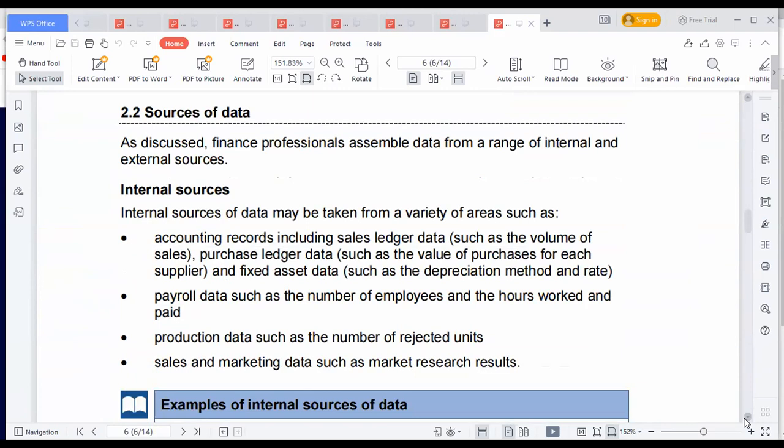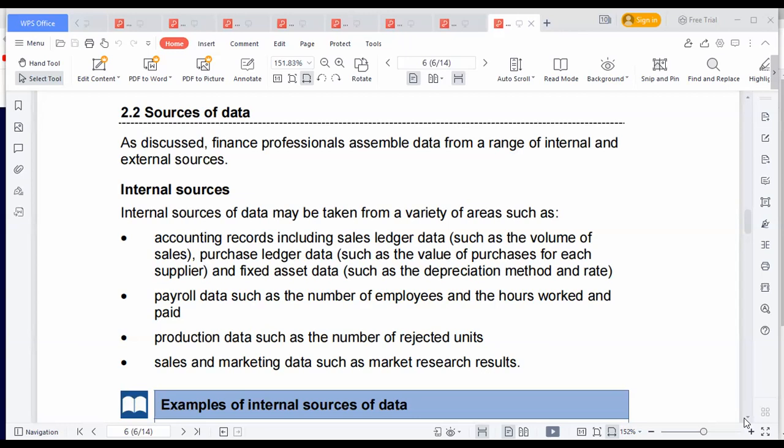Sources of information. Remember we said when we are gathering information, that information is gathered from two different sources. We have agreed that information is gathered from internal sources and also from external sources, right? So let's try to understand what are the internal sources of information and what are the external sources of information. So let's look at internal sources.